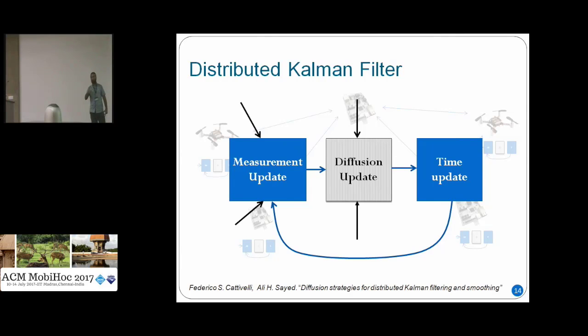Measurement update, where you get the measurement from your neighbors. Your neighbors are defined by the network topology. Diffusion update, where you get estimates from your neighbor to enhance your estimates. The estimate is the estimation for your state, which is the position and the time. And finally, the time update, which is common in all the Kalman filter algorithms.